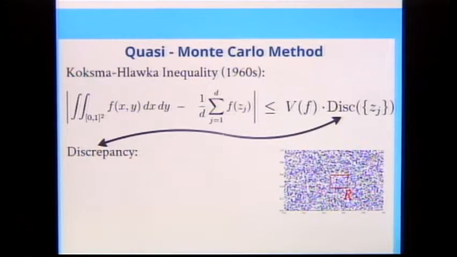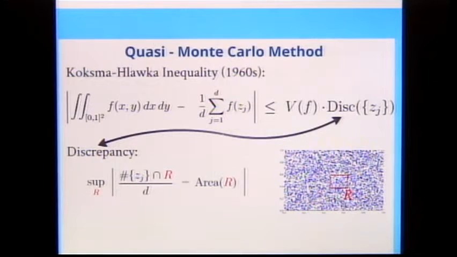So what's the discrepancy? So I have a sequence of points. These are my sample points in the unit square. I'll take my favorite rectangle R, and I look at the proportion of points lying in R, which, if the points are well distributed, should be close to the area of the rectangle. And so I take this difference, and I take the worst rectangle. Okay, so that's the discrepancy.